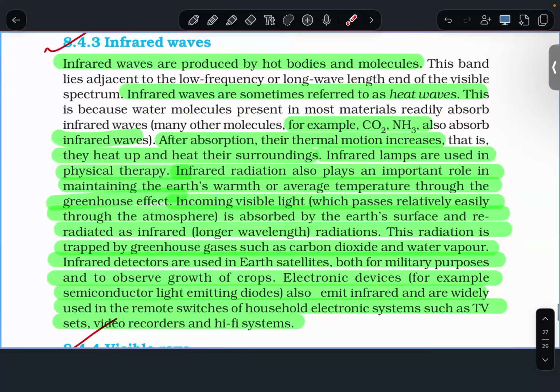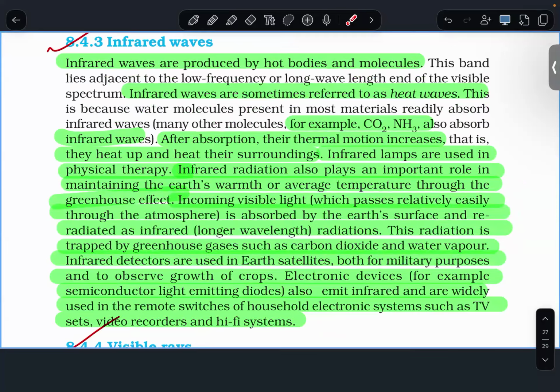Next, infrared waves. Infrared waves are produced by hot bodies. Remember the source: in the left side box they will give infrared, UV, and in the right side they will give detection. It's a matrix match type mains question. If you miss one, you lose the whole thing, so be careful and study. Infrared waves are produced by hot bodies and molecules. We are also a source of infrared.